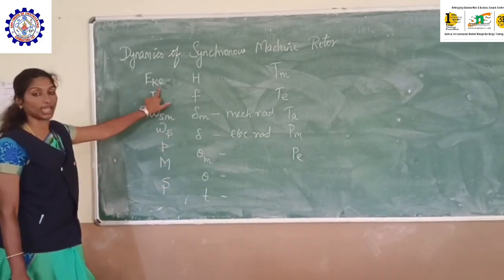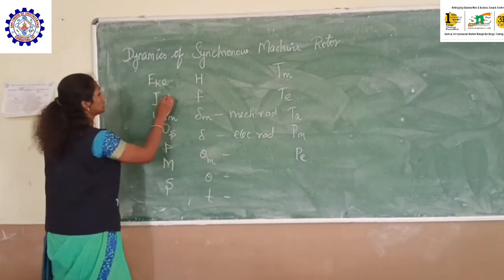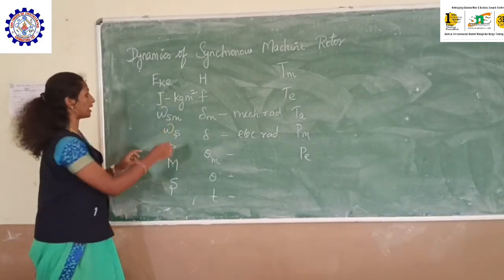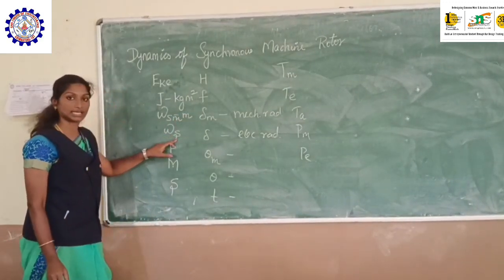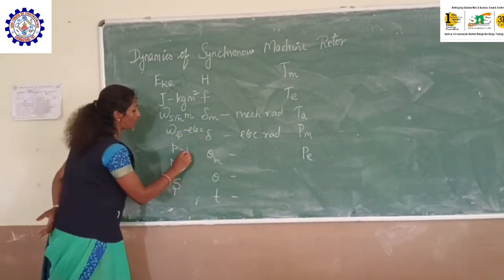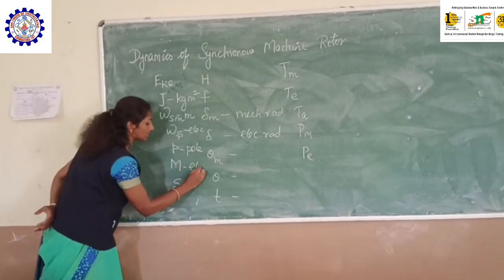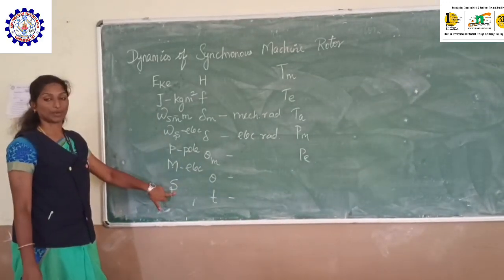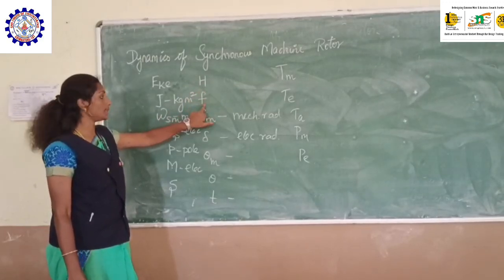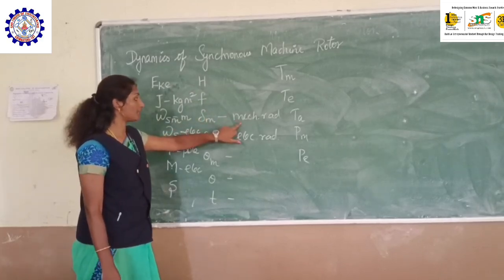Here E_KE represents magnetic energy, and J represents moment of inertia in kilogram per meter square, whereas omega Sm represents synchronous speed in mechanical radians, and omega S represents synchronous speed in electrical radians, and small p represents number of poles, capital M represents moment of inertia with respect to electrical radians, and S represents the power rating, H represents inertia constant, F represents frequency, and delta M represents angular displacement of the rotor for stationary reference with respect to mechanical radians.